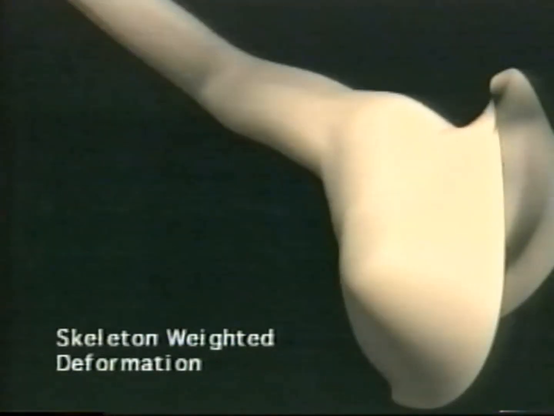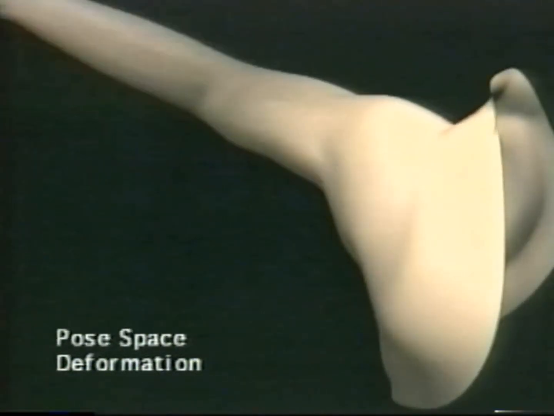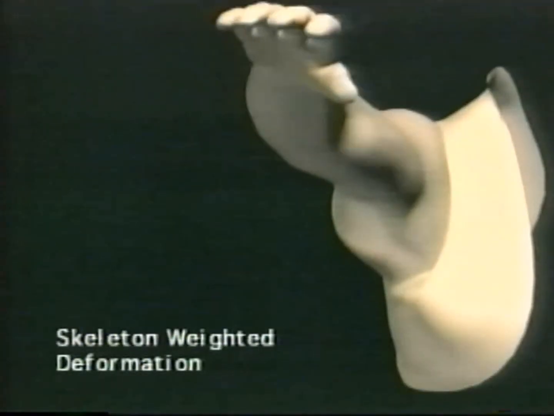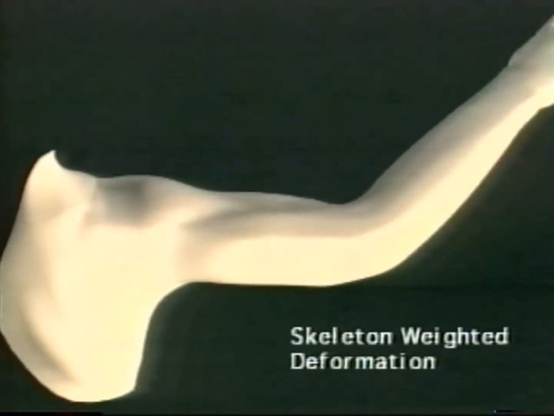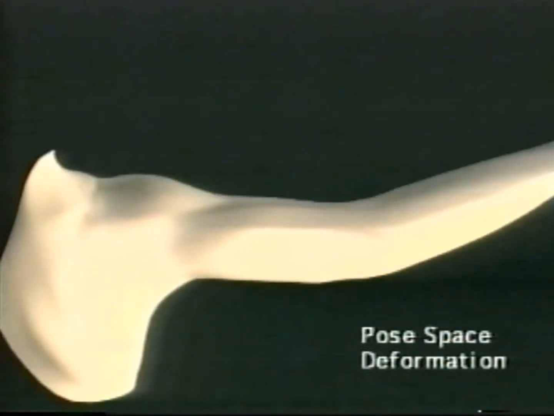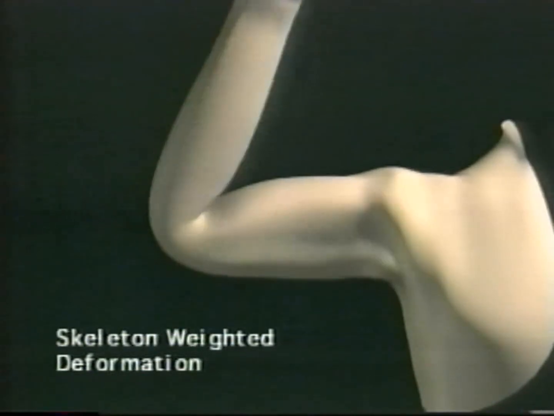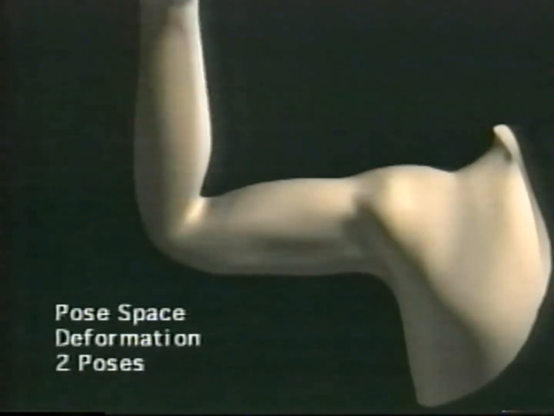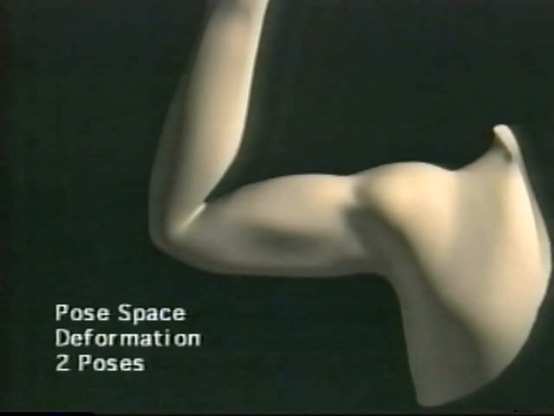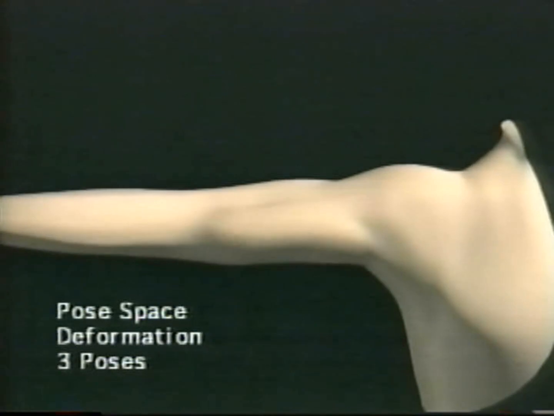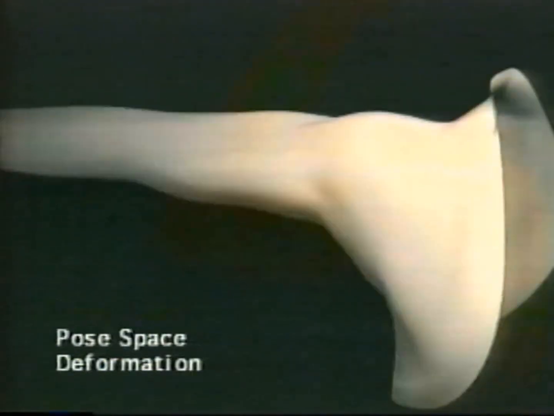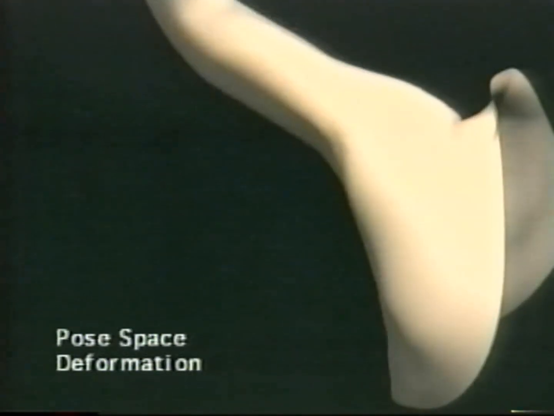Here's the final rendered animation, which was created using only the two poses you've just seen. Here's another example with skeleton-weighted deformation and pose-space deformation using only two poses. Another skeleton-weighted deformation and pose-space deformation. We added a third pose here, at the point where the skin on the inside of the elbow comes in contact with itself and starts to compress. We can continue to resculpt and add new poses in order to have the model deform realistically in any desired position.